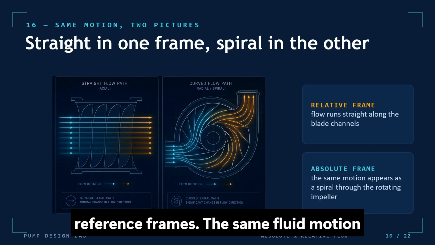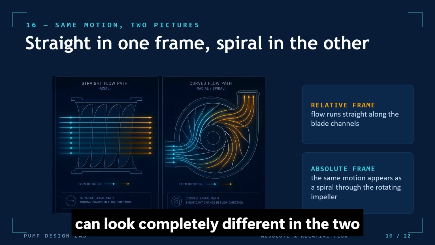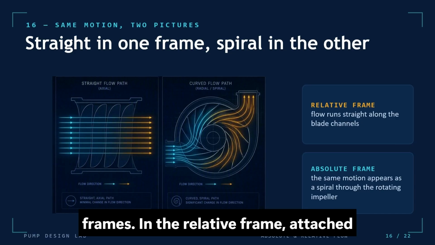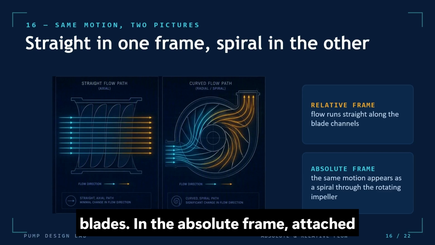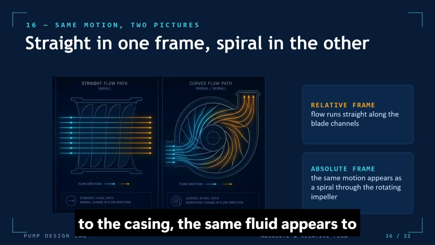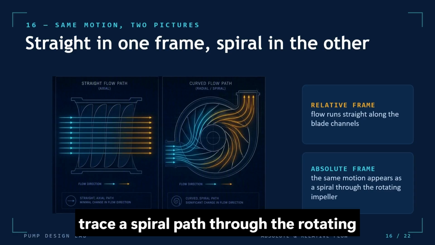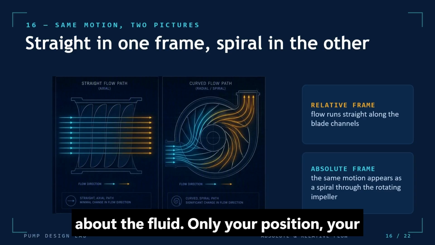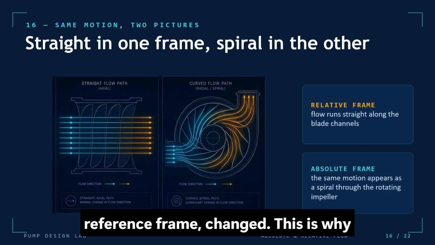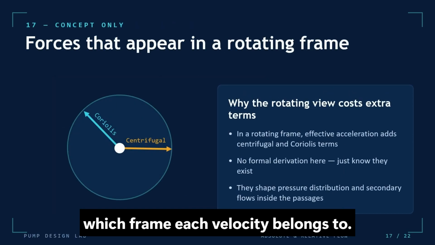The same fluid motion can look completely different in the two frames. In the relative frame, attached to the blades, flow seems to run almost straight along the channels between blades. In the absolute frame, attached to the casing, the same fluid appears to trace a spiral path through the rotating impeller. Nothing physical has changed about the fluid. Only your position, your reference frame, changed. This is why it is so important to be clear about which frame each velocity belongs to.